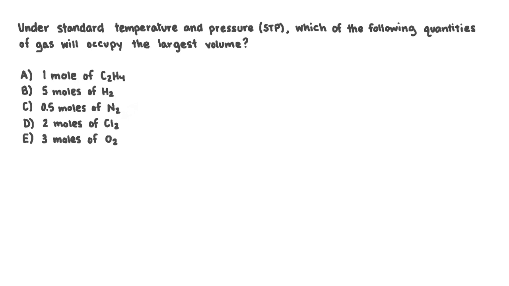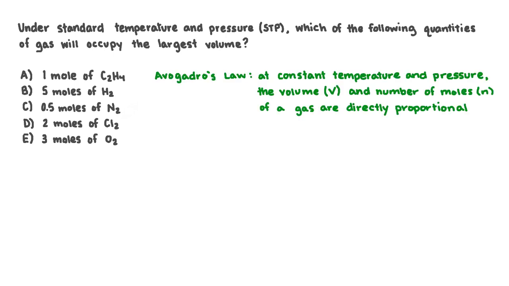Under standard temperature and pressure, STP, which of the following quantities of gas will occupy the largest volume? A. 1 mole of C2H4, B. 5 moles of H2, C. 0.5 moles of N2, D. 2 moles of Cl2, E. 3 moles of O2.